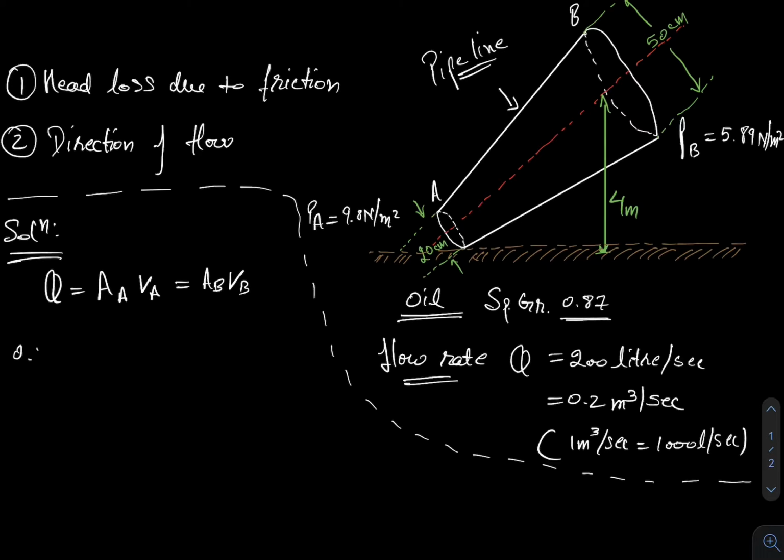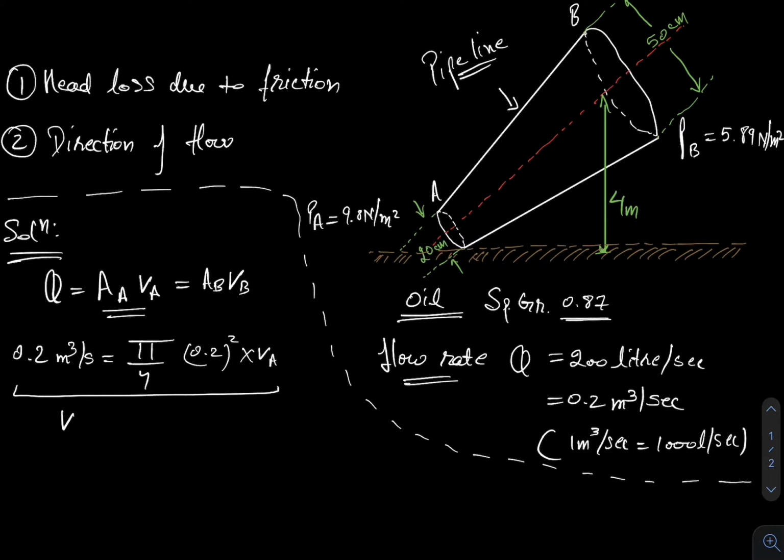So 0.2 meter cube per second is equal to, what's the area? Pi by 4 d square, right? What's the d if I am writing for A? What's the d here? 0.2, right? 20 centimeters, 0.2 meter, 0.2 square, multiplied by VA. Fine. So when you calculate this, you will get VA is equal to 6.366 meter per second. You can easily calculate it.